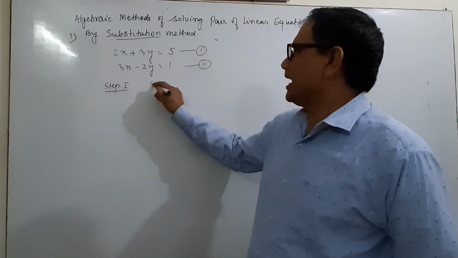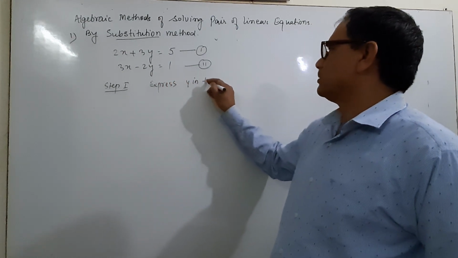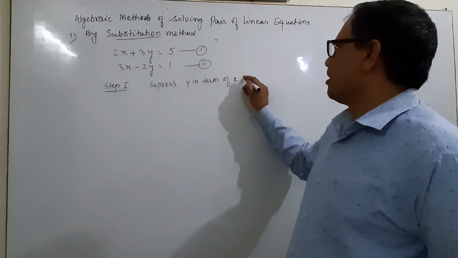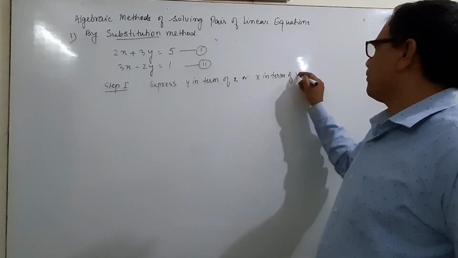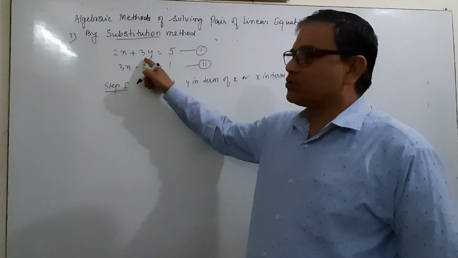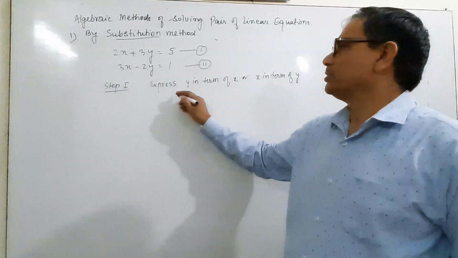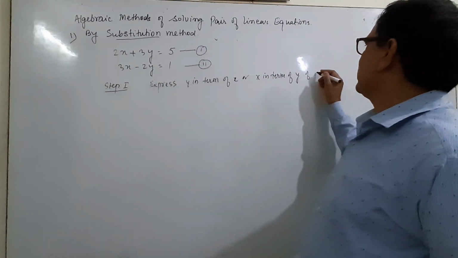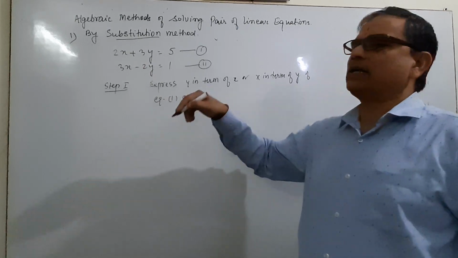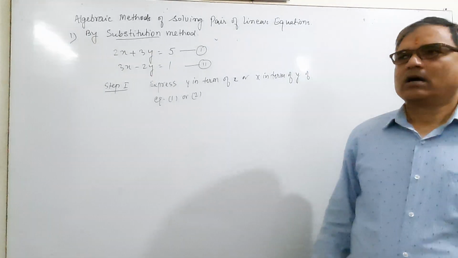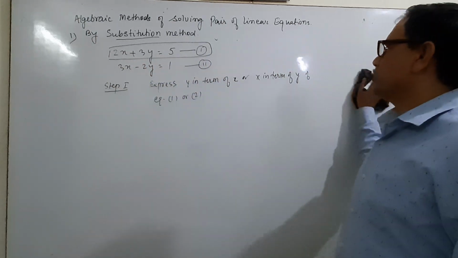Means, I am writing in short form, express y in terms of x or x in terms of y, of either equation 1 or equation 2. I am taking the first equation, this one. Is it clear? First step.